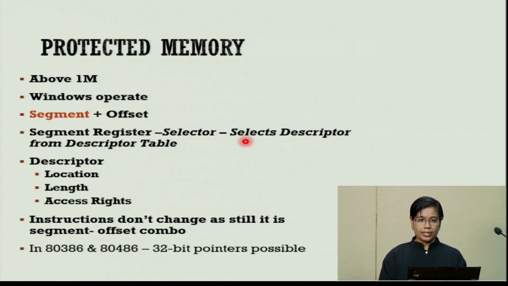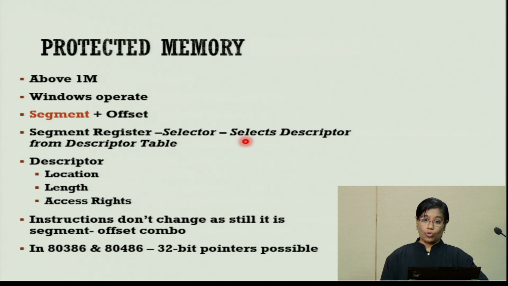And in case of 80386 and 486, you are going to get an additional advantage that now your pointers can be 32-bit pointers. So a 32-bit offset is now going to be allowed. Earlier when you were using 80386 or 486, the offset generally allowed was 16 bits whenever you are working in real mode of operation.